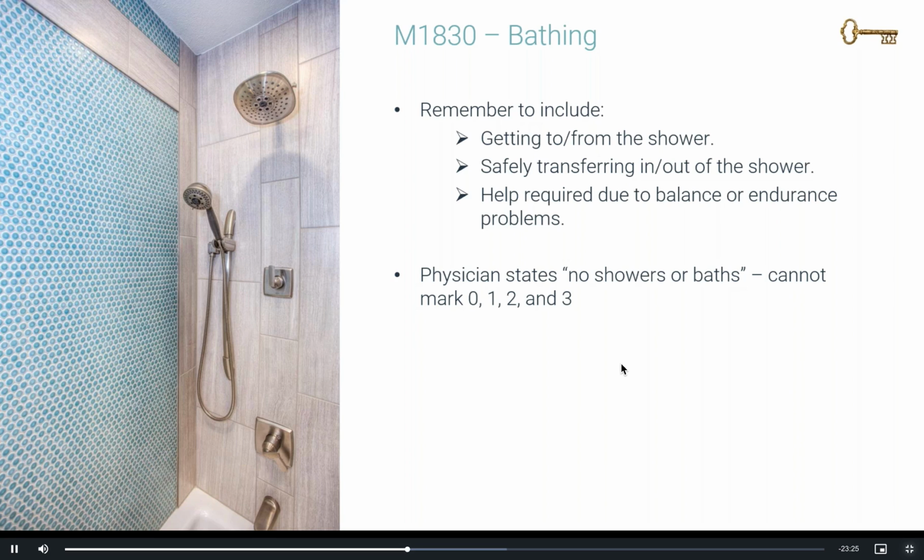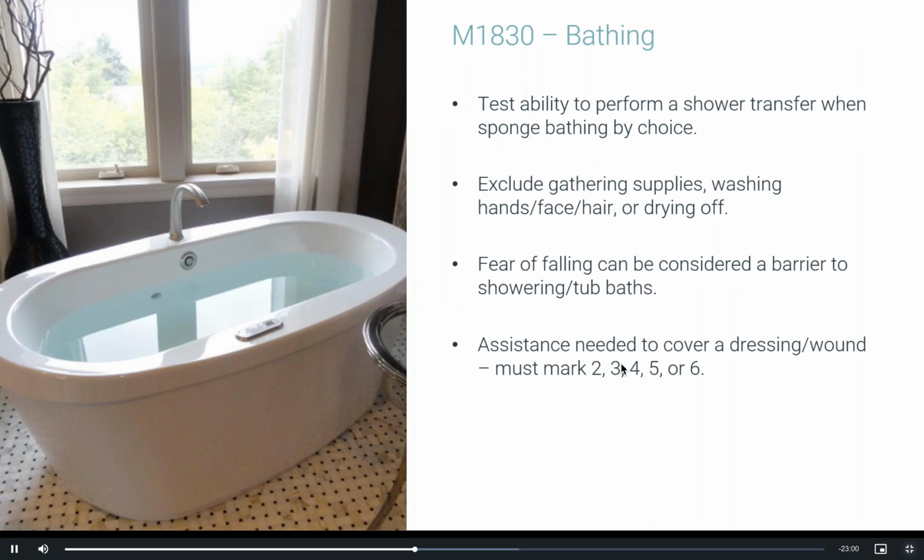And then, of course, if the physician's stating no showers or baths, that means we cannot mark 0, 1, 2, or 3, no matter what the patient is doing. So if they've taken 10 showers since they got home, that doesn't matter because the physician said they're not supposed to. Part of physician restrictions is considered a safety component. The physician restricted them for a reason. They need to follow that restriction, and we need to answer based on that.